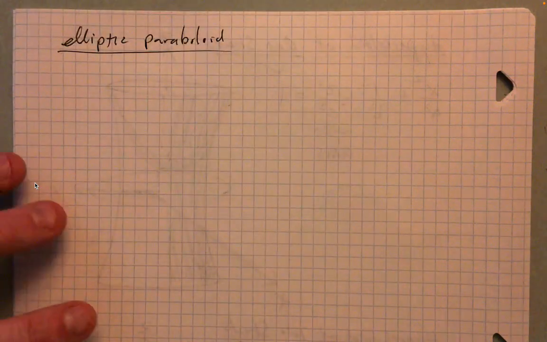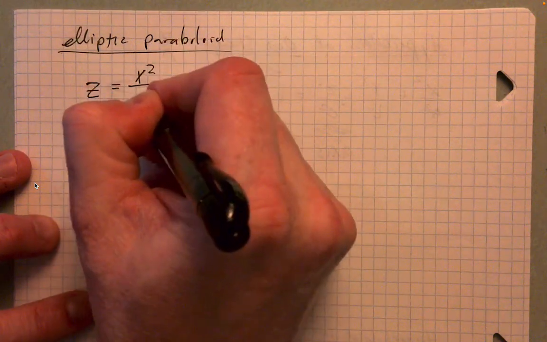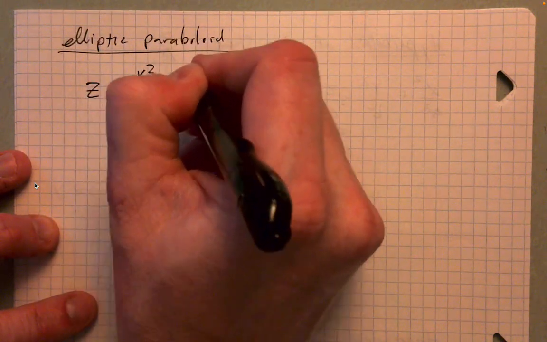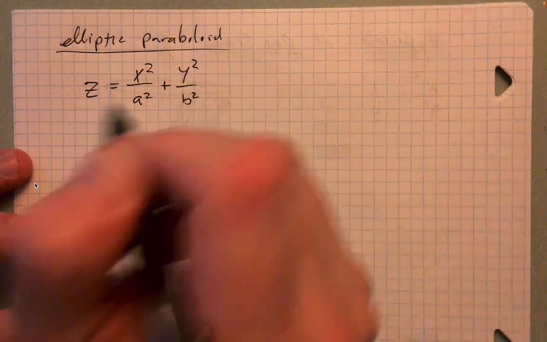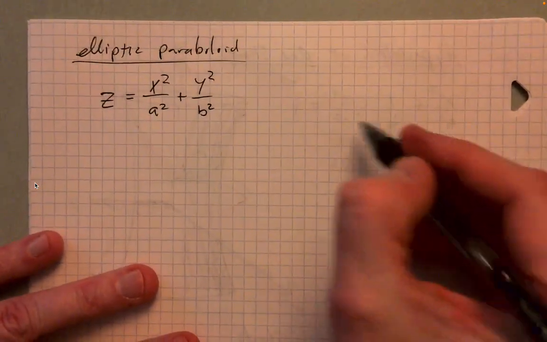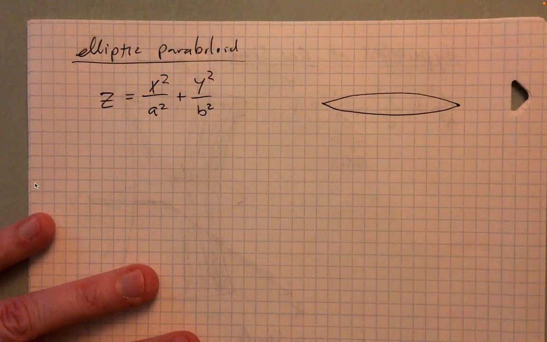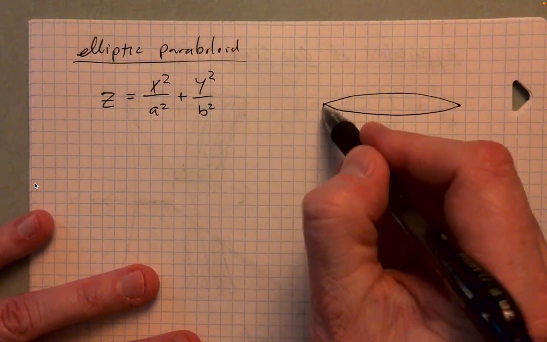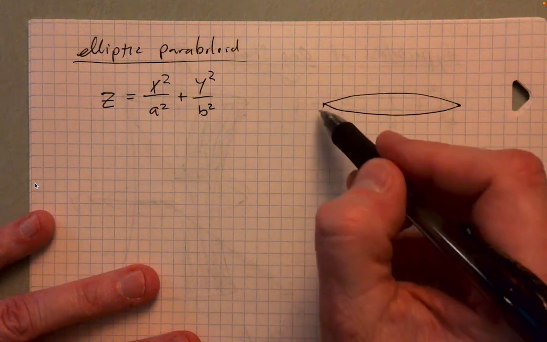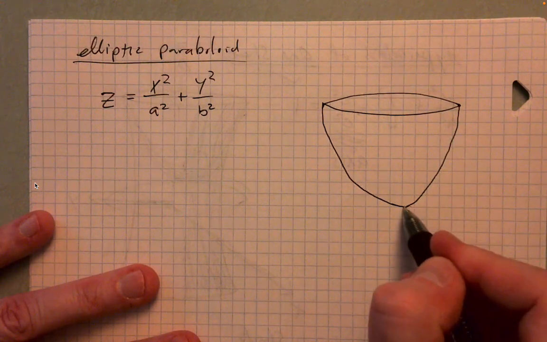Okay, so the elliptic paraboloid has an equation of z equals x squared over a squared plus y squared over b squared. Okay, and what does it look like? Well, it's kind of like the previous. It's kind of like the hyperboloid of two sheets on the top here, but it's restricted to just the top. So it kind of comes down like this, goes up like that, and that's it.